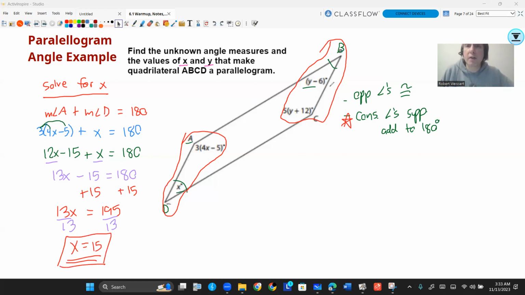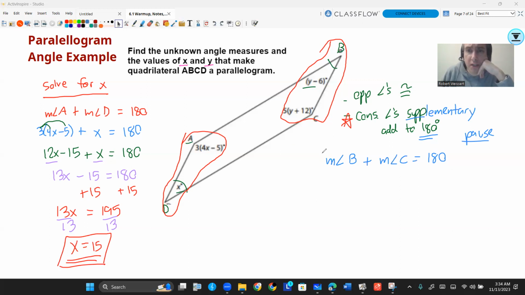So now I'm going to go over to y and do the same thing. For y, I can use angles B and C, which add to 180. So the measure of angle B plus the measure of angle C add to 180, because consecutive angles add to 180. They are supplementary. So I'll substitute again. See if you can pause the video and try that one on your own. See if you can solve for y, and then we'll go back and plug them all in.